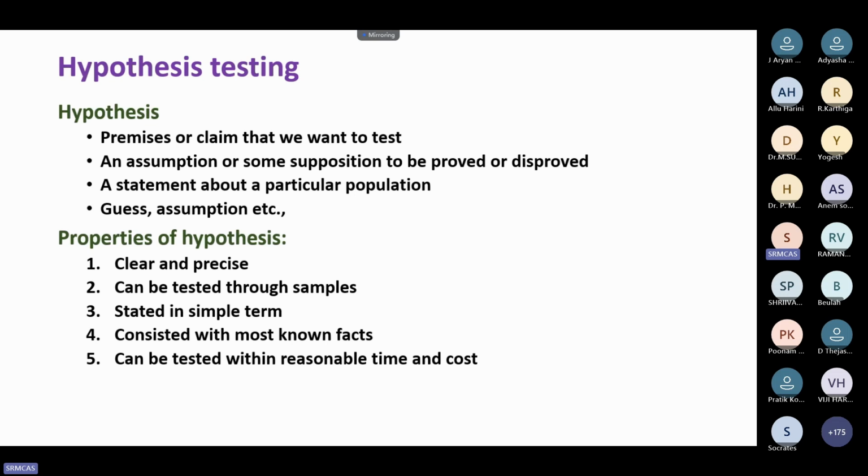A statement representing a myth cannot be tested, because usually we do not have samples for myth kind of things. When the statement represents a fact, then we can quantify its characteristics and do the test. Any hypothesis should be stated in simple terms. It should not be complicated, right? Then it should be consistent with most of the known facts, and it can be tested with reasonable time and cost.